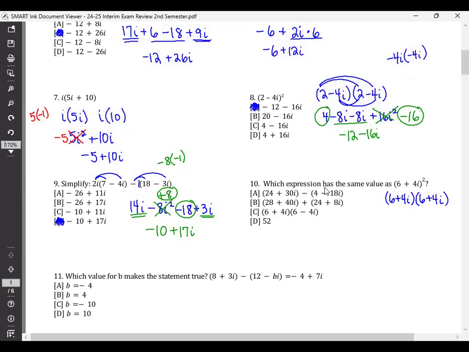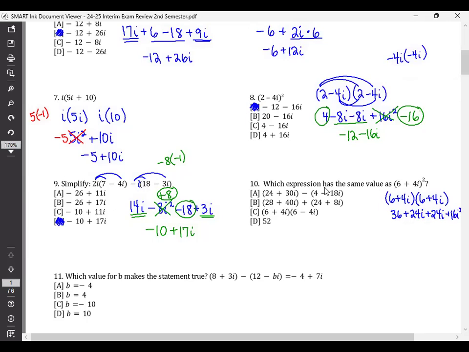So when we do this multiplication, 6 times 6 is 36. 6 times 4i is 24i. You'll notice that if you do this process, your outside and inside terms, or the 2 middle terms, end up being the same thing. And then we have 16i squared.